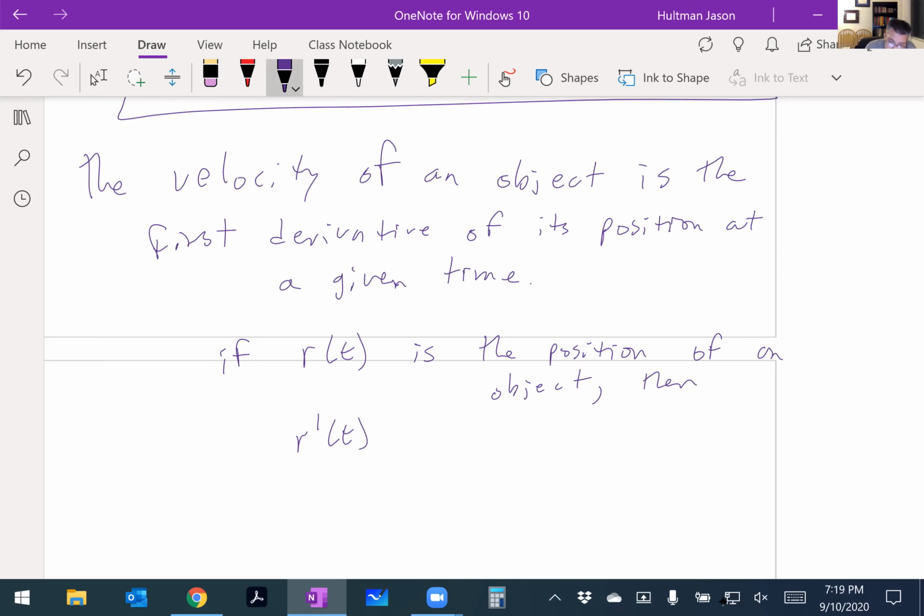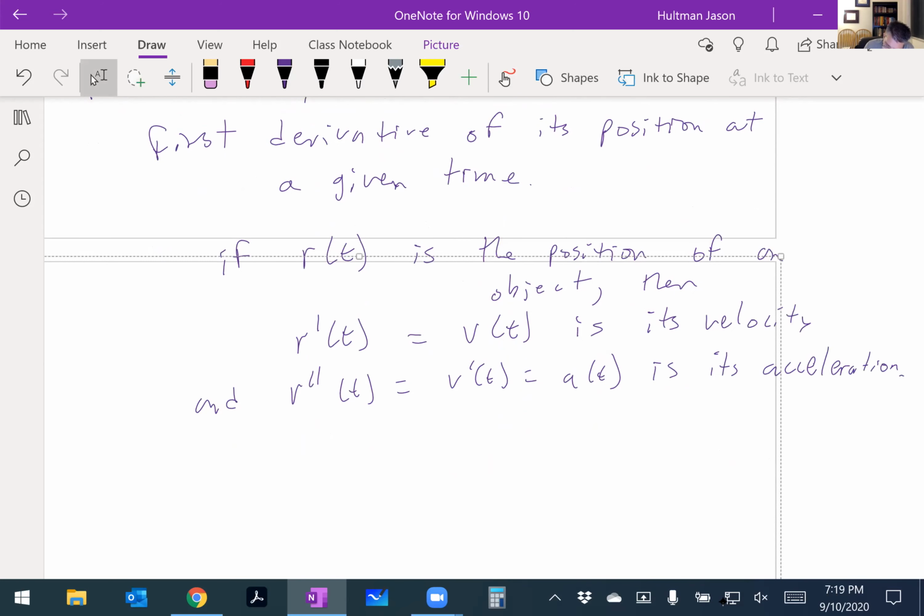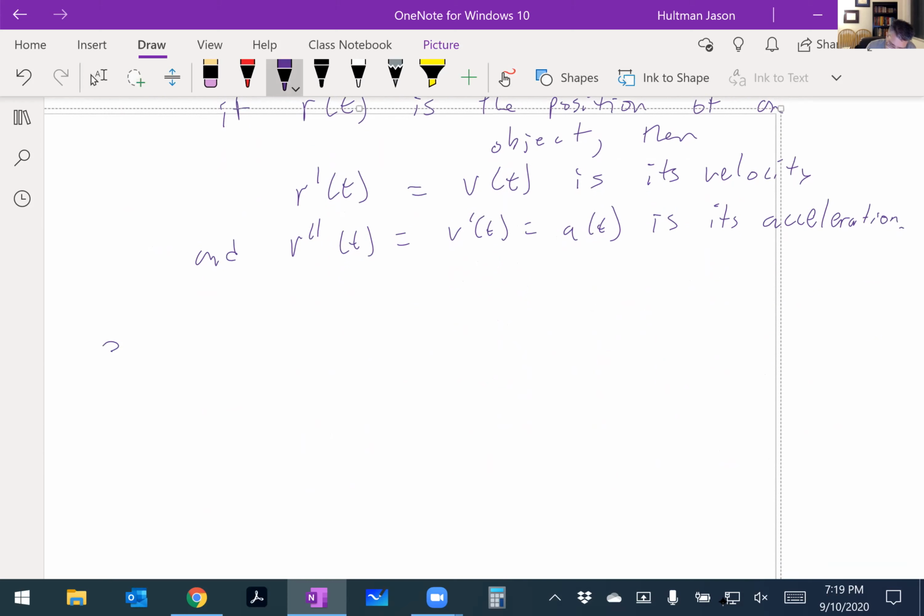r prime of t equal to v of t, we call that v of t, is its velocity, and r double prime of t equals v prime of t equals a of t is its acceleration. Okay, so the first derivative is velocity, the second derivative is acceleration. Let's do an example here, number 3.